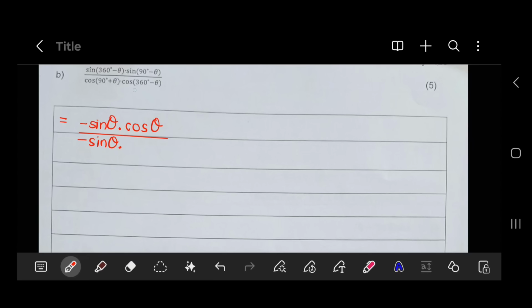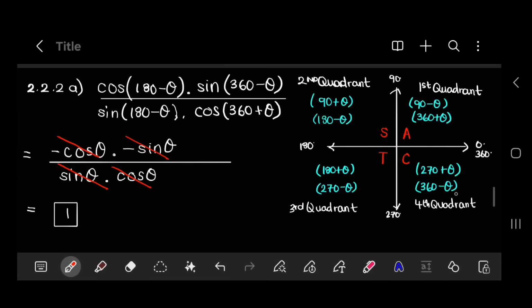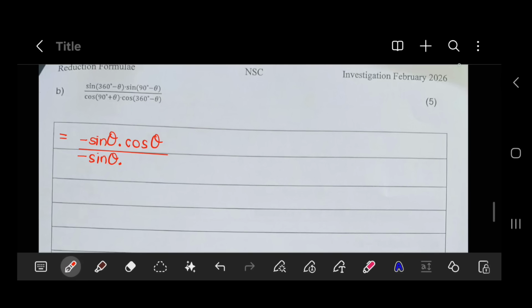And the next one we have is cos of 360 minus theta. 360 minus lies in the fourth quadrant where cos is positive. So that becomes positive cos theta. Now you will notice that the negative sine thetas cancel out, cos theta cancels out. Our final answer is 1.